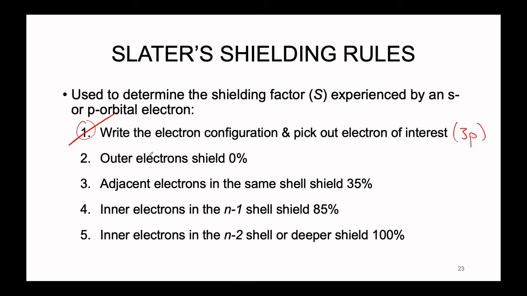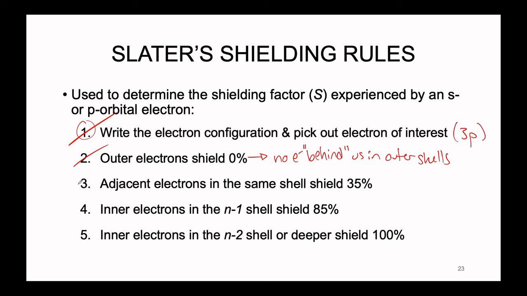Now, outer electrons shield us 0% of the time. Since we are in the most valence shell and subshell, there are no electrons behind us in outer shells. So we don't really have to pay attention to this rule. We can just skip right on over it. It doesn't apply to us.